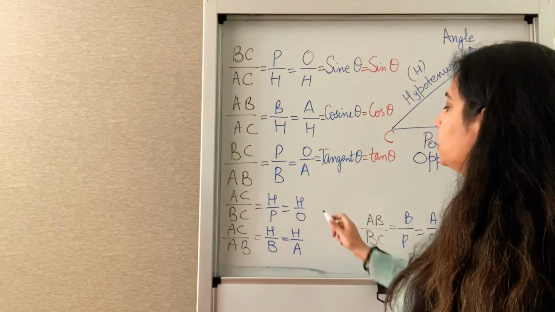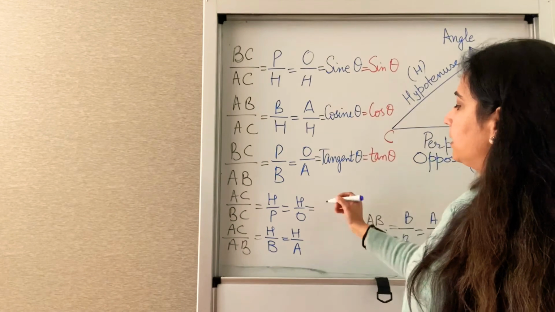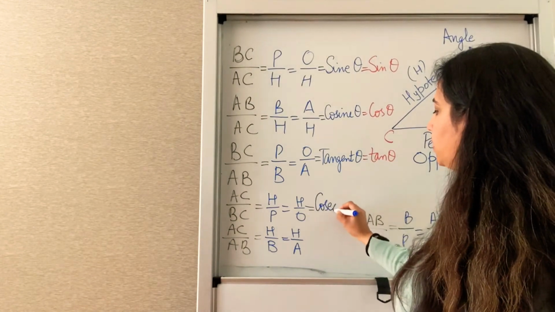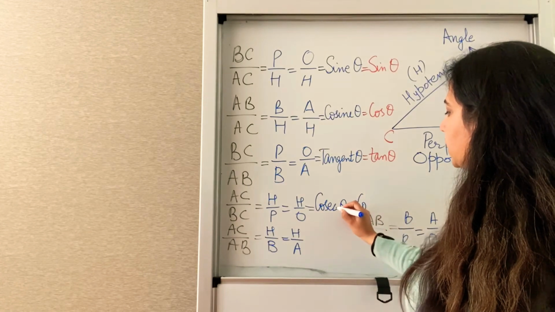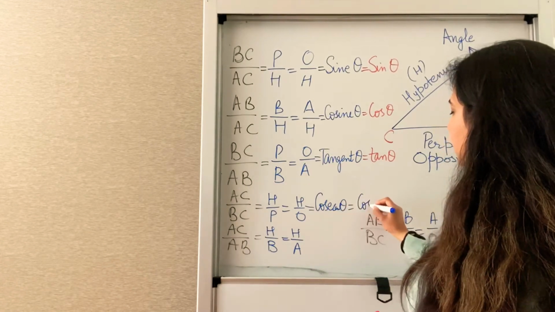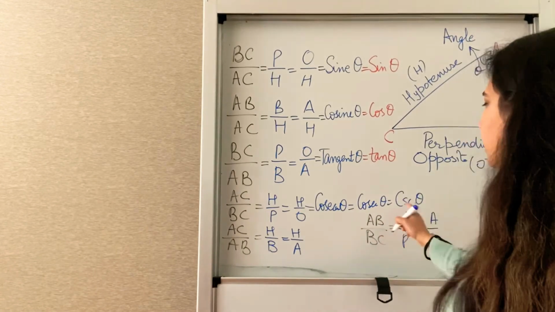Then you have this one, which is the opposite of sin, and can also be written as cosecant. The name is cosecant theta. Sometimes it is written as cosec theta, or it is also written as this. So they both mean the same.